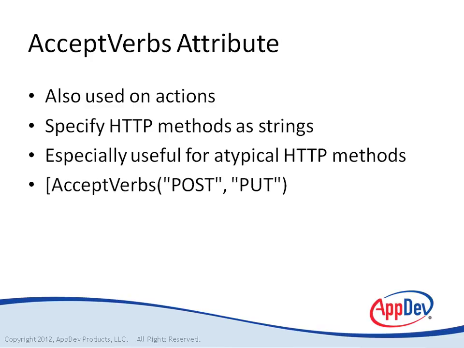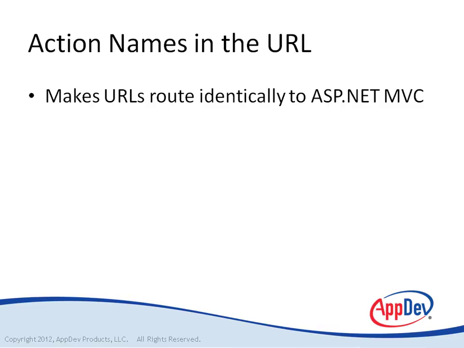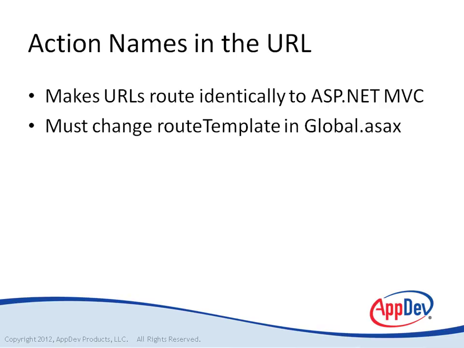You have the accept verbs attribute and then a comma-delimited list of strings that are the HTTP methods you want to bind to that controller action. If you want your naming to look more like MVC, you can put action names in the URL. And then your controller actions are mapped to them almost exactly the same way that they are in the MVC framework. It makes them route virtually identically. You still have that API in the beginning of the URL, but everything else is going to map just like the MVC framework. In order to do this, you've got to do a bit of heavy lifting. You actually have to go into the global.asax and change the code in the route template.